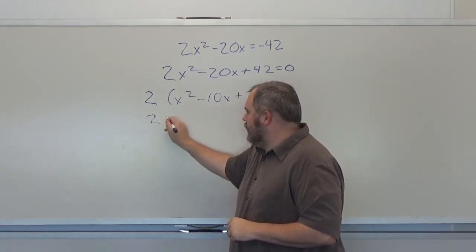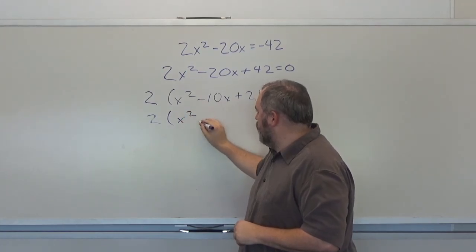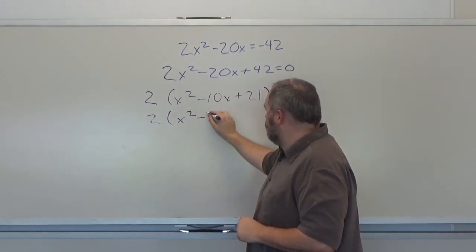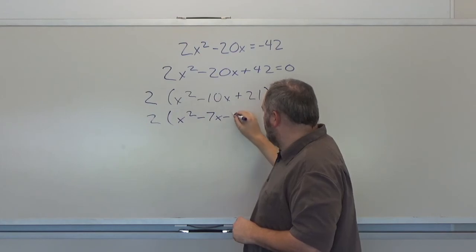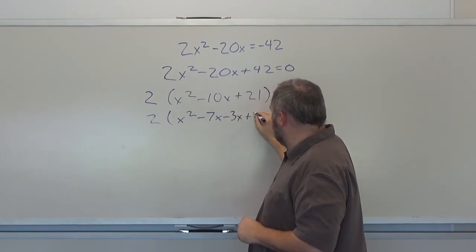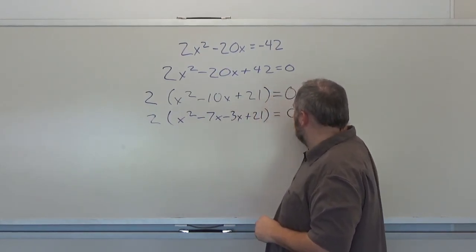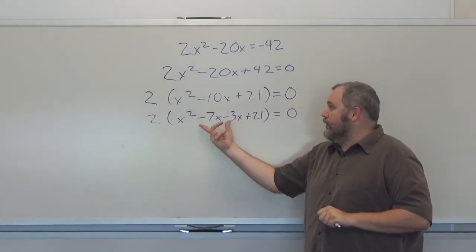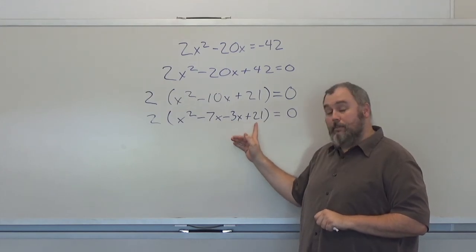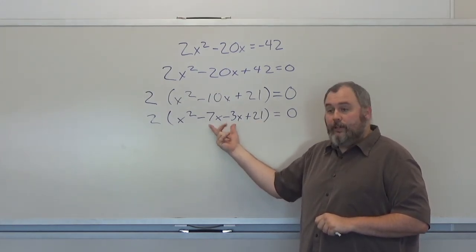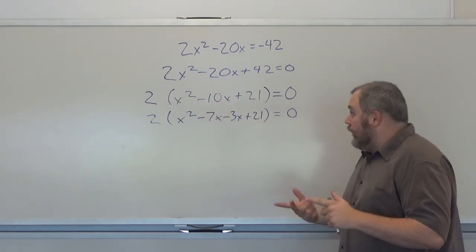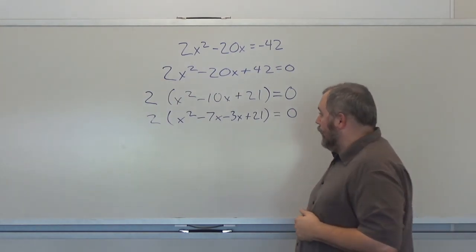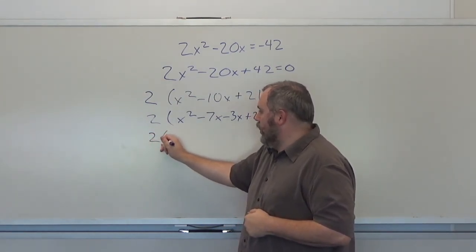I can say 2 times x squared minus 7x minus 3x plus 21 is equal to 0. How do I know that? Well, negative 7 times negative 3 gives me a positive 21. Add these two together, I get negative 10. Now I'm going to factor this out by grouping. Keep my 2, don't forget it.